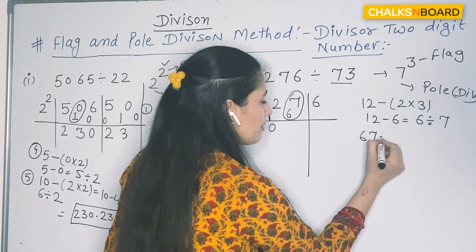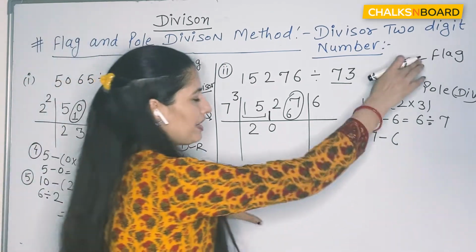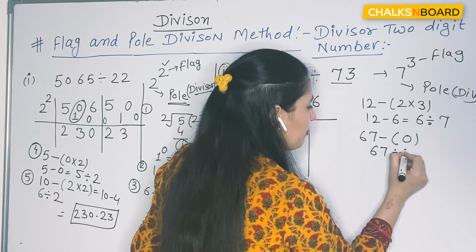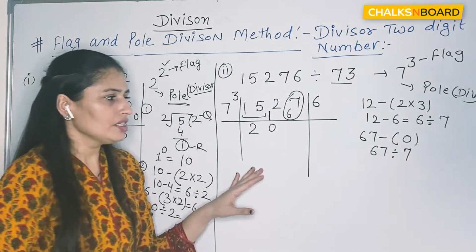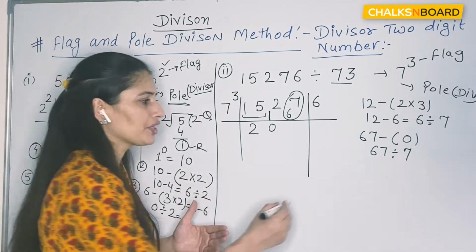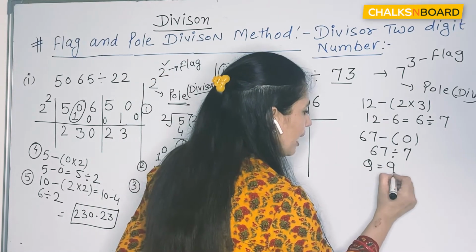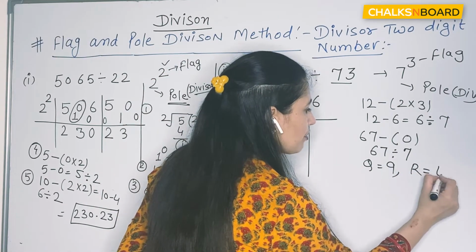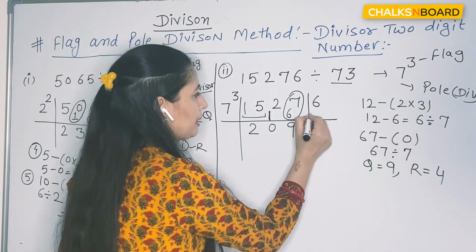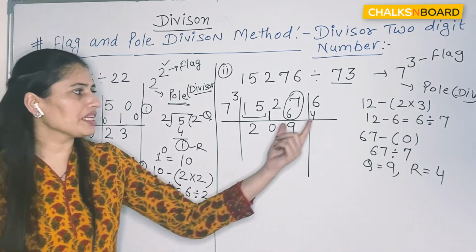Next is 67 minus multiplication of the previous quotient with the flag, that is 300 and 67 divided by 7. So when we divide 67 by 7, our quotient will be, that is 9 7s are 63, 9, and our remainder is 4. So we can put here quotient is 9 and remainder is 4. So what is our next number? Next number is the 46.